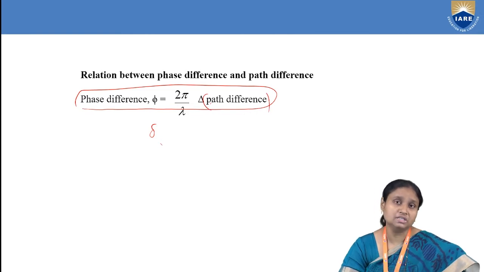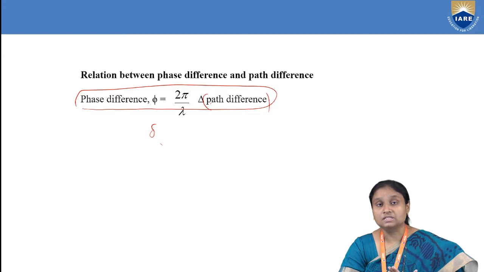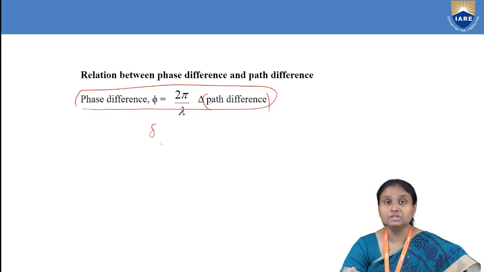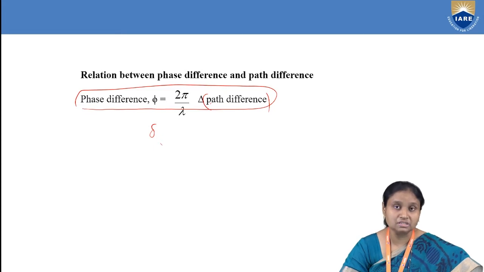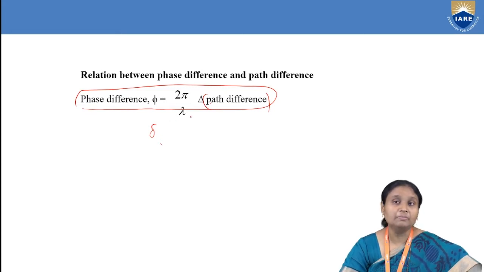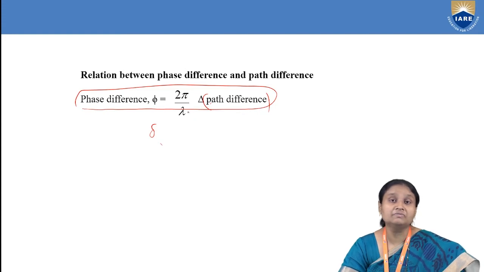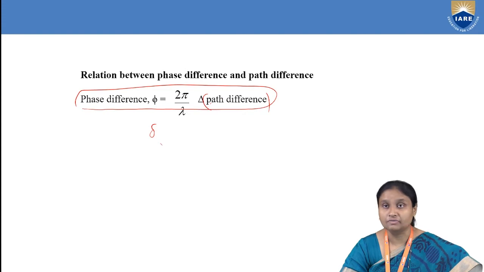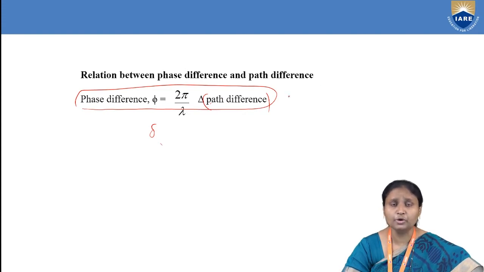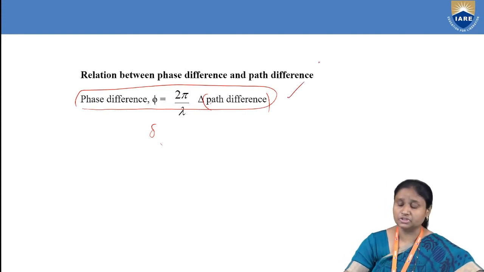Once we know the phase difference, we can find the path difference between two waves, or vice versa. If we know the path difference between two waves, then we can find the phase difference. And what is that relation? Phase difference is given by 2 pi by lambda times the path difference. And of course, what is lambda? Lambda is the wavelength of the light wave that is traveling. This is the very important relation which we are going to use further.